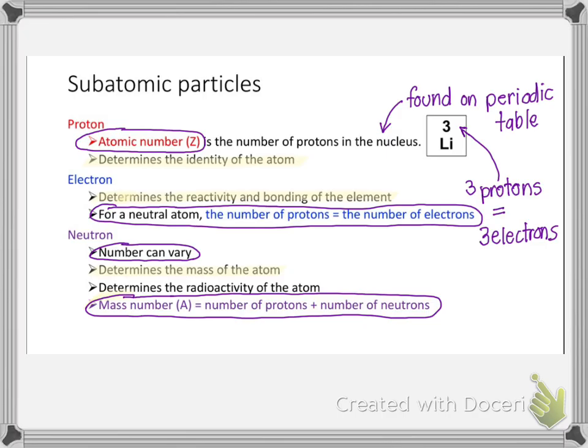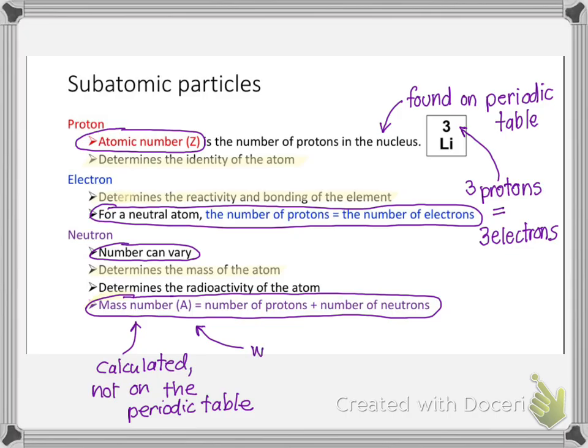And so then the mass number, it's a calculated value. It's not on the periodic table. And it's equal to adding up the protons and the neutrons. So it's always going to be a whole number. It won't have any decimals, right? Because you don't have fractions of protons and neutrons. So the mass number and the atomic number, these are always whole numbers. There's no decimals.